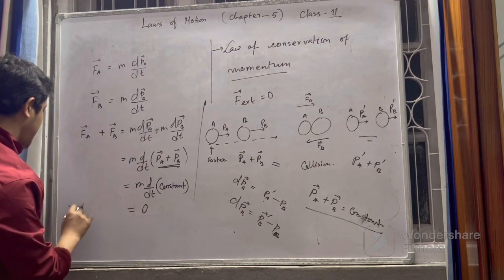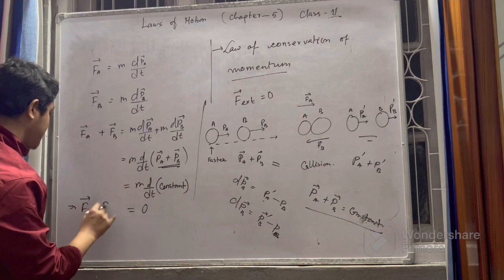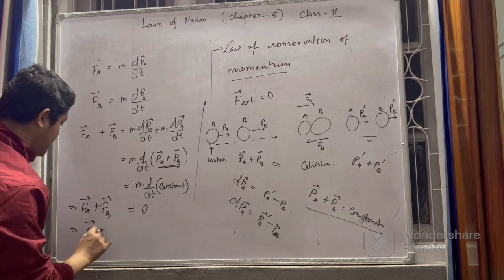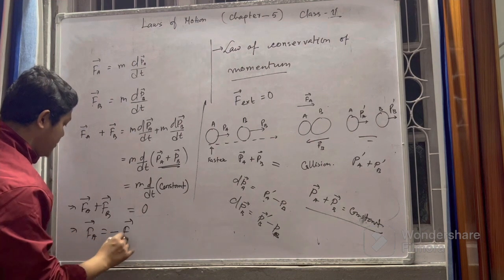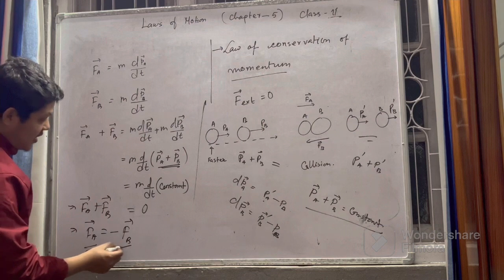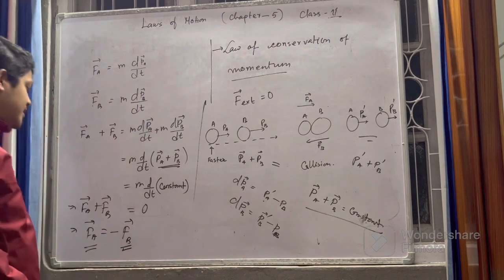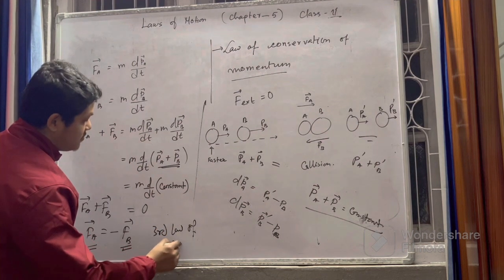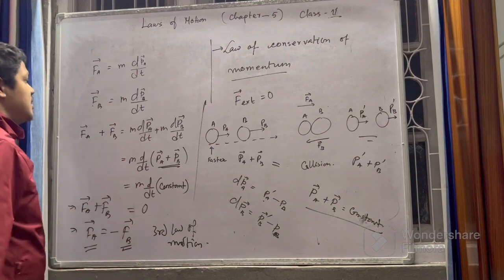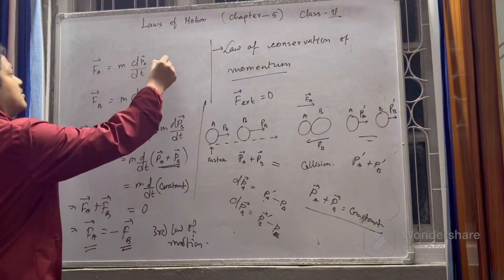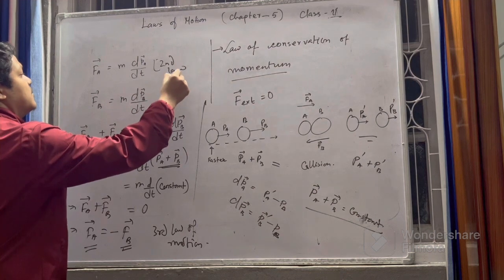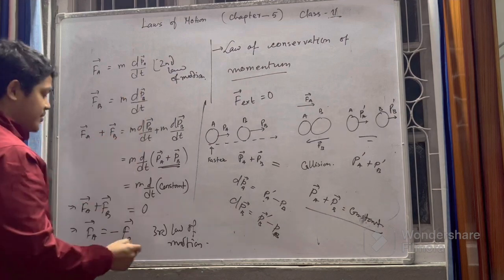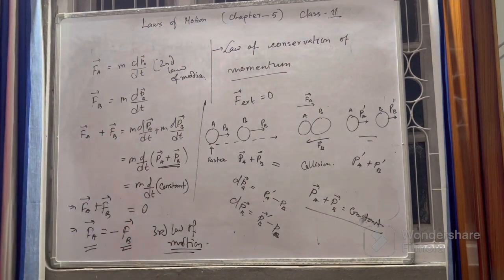If FA plus FB is equal to 0, then we must get FA is equal to minus FB. That means these two forces are equal but opposite in direction, right? That is the third law of motion, and here we have used the second law of motion. That's how we get the third law from the second law. So hope you have understood this.